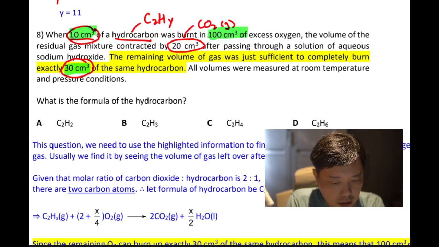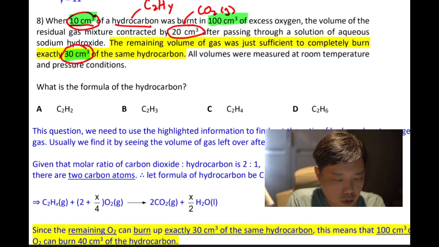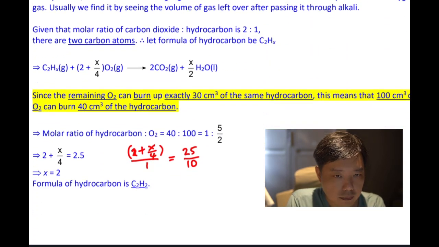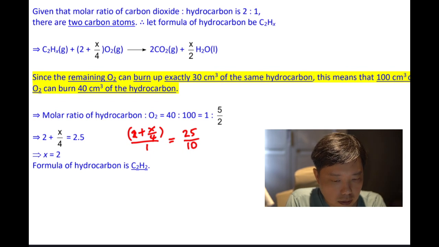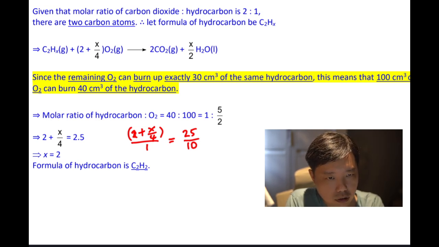What is the formula? For the CxHy, we already know X is 2. We just need to work out what is Y. The part that I highlighted earlier already told you that the 40 cm³ of the hydrocarbon need 100 cm³ of oxygen to burn completely. So that mole ratio is about 2.5, from the hydrocarbon to oxygen. You need 2.5 times the oxygen to completely burn the hydrocarbon.